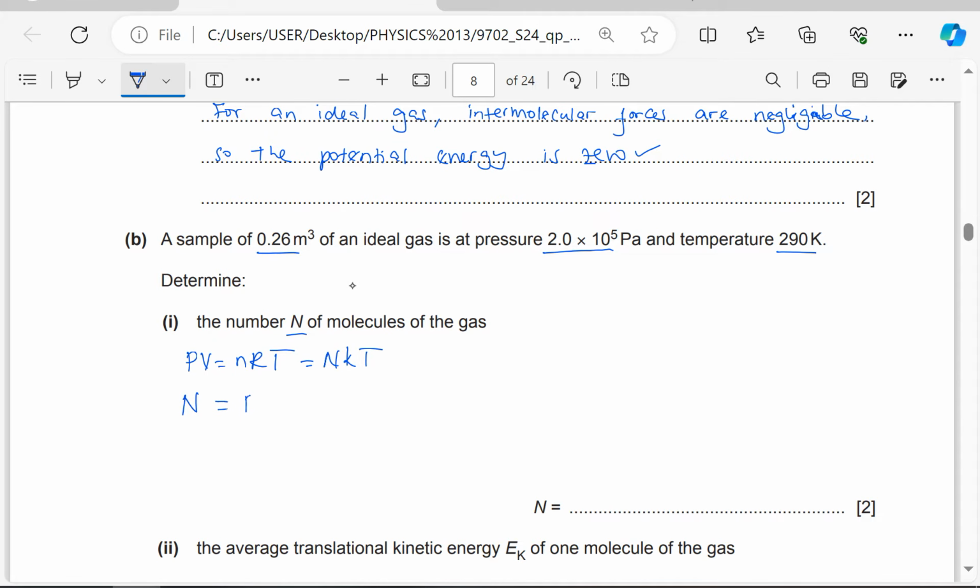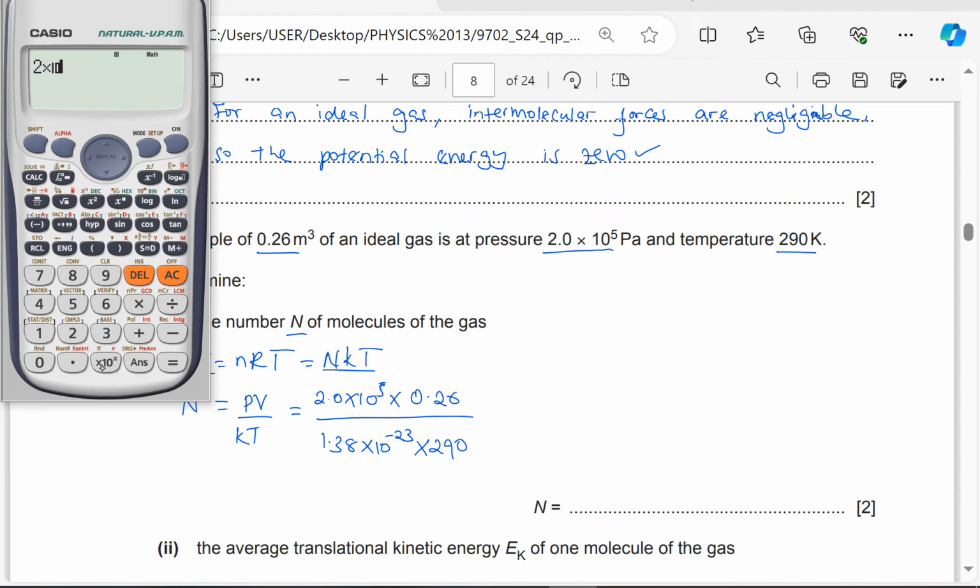So I'll just make capital N the subject. N is going to be PV divided by kT. So this is going to be 2.0 times 10 to the power of 5 times the volume, 0.26, divided by 1.38, that is Boltzmann's constant, times 10 to the power of minus 23. You can check in the list of constants. Then I'll multiply this by the temperature, which is 290.